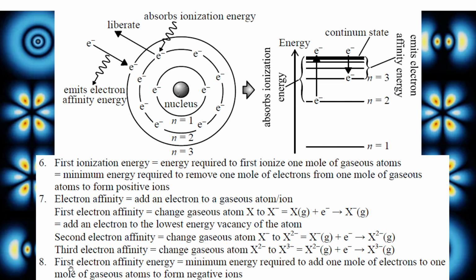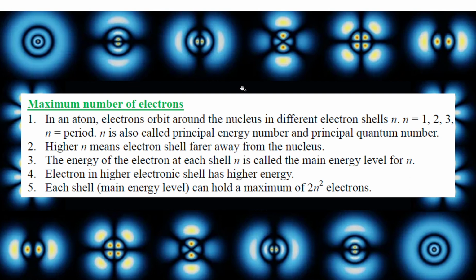And the first electron affinity energy is the minimum energy to add 1 mole of electrons to 1 mole of gaseous atoms. So we add an electron to the next available place. We call this emitted energy the electron affinity energy. So look at the arrow. Ionization goes up and then affinity goes down. And the maximum number of electrons appeared in the 2024 May paper, so you need to remember it clearly, okay?